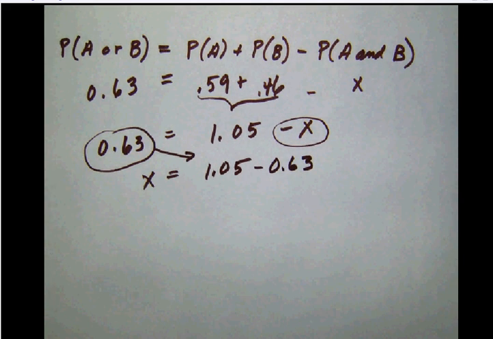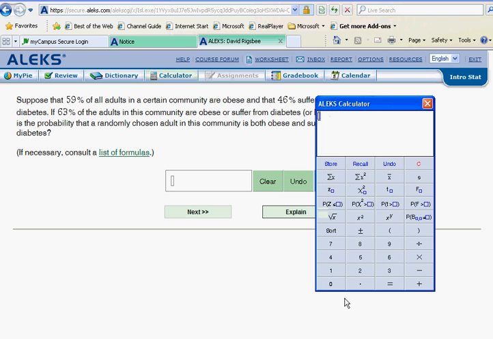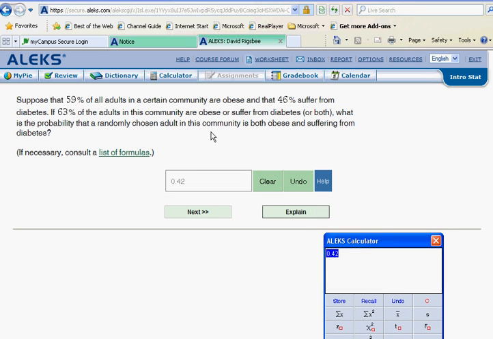What we'll need to do now is just grab our calculator and do that math. And so we will have 1.05. We will subtract 0.63 from that. Our answer is 0.42, which should be the answer that is going to make Alex happy. That is going to be the probability that the randomly chosen adult is both obese and suffering from diabetes.